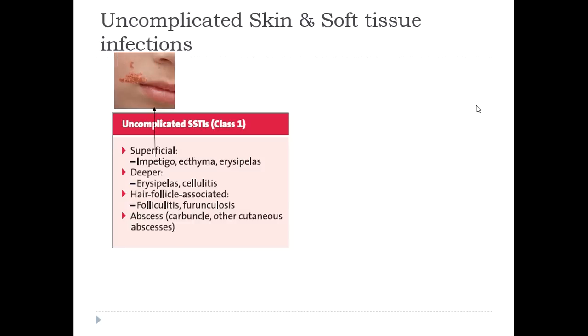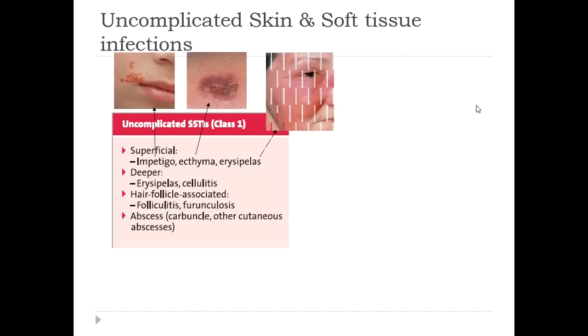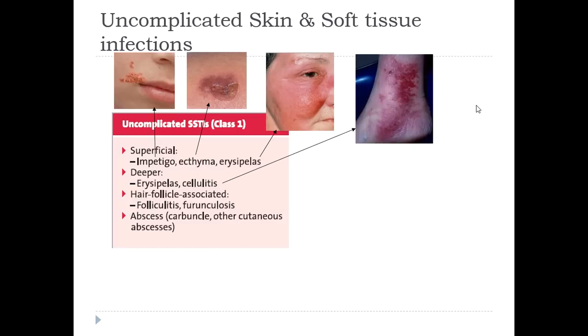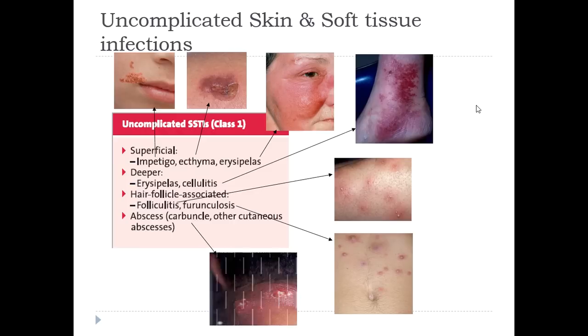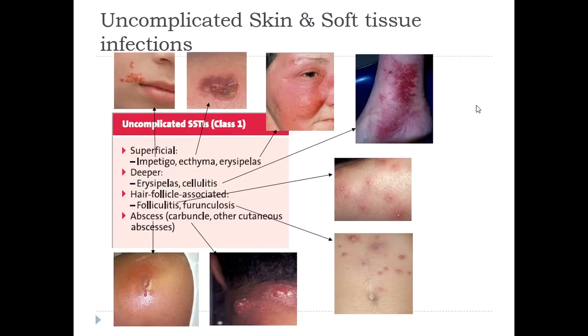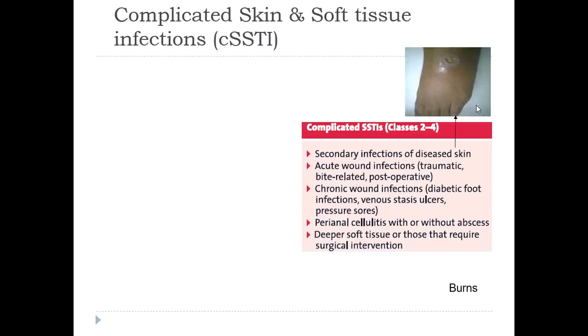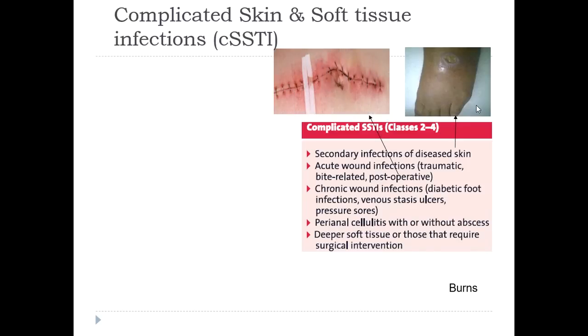This is impetigo, this is ecthyma, erysipelas, cellulitis, folliculitis, furunculosis, and a carbuncle. Now these are fairly uncomplicated things. You can see any patient walking down in the OPD. These are usually OPD presentations. But if you look at the complicated ones, these are infected wounds. For example, there was a trauma and this patient got an infection here. There can be a post-operative wound sepsis.